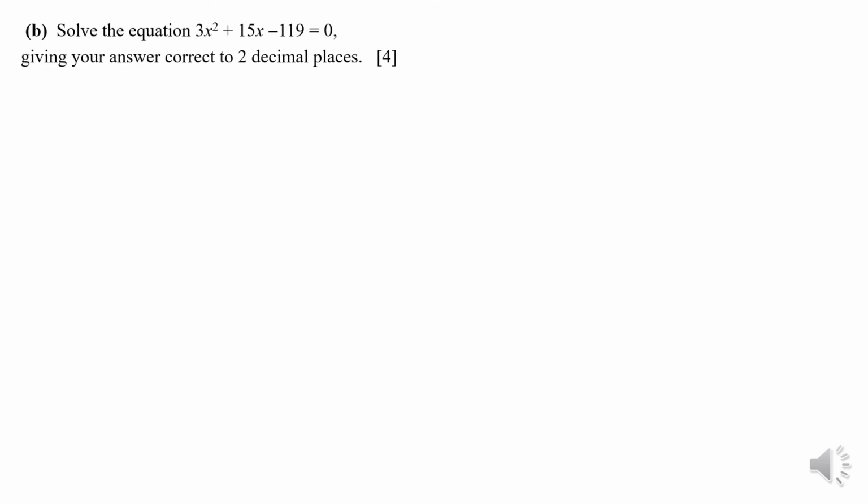So there is a B part to that question. They are simply asking us now to solve this particular equation, right? It's a quadratic equation, so I'm going to use the quadratic equation formula. Let me bring that back, and I highlighted what the value of a is. A is positive 3. Remember, it's the one in front of the square term. The b is the middle one here, positive 15, and minus 119 is the value of c.